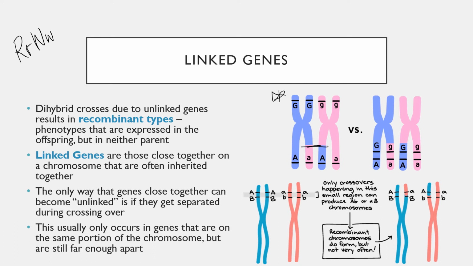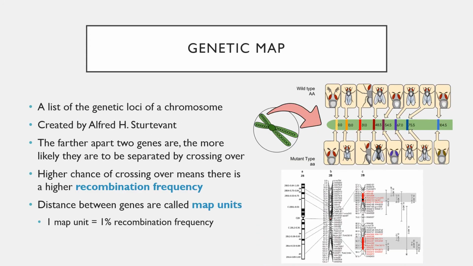However, in this example on the right-hand side of that image, they're very close together. The likelihood of crossing over separating those particular genes is very, very low, because as the genes get closer and closer together, it's less likely that crossing over is going to occur between them. And the only way that these types of closely associated genes can become unlinked is through crossing over.